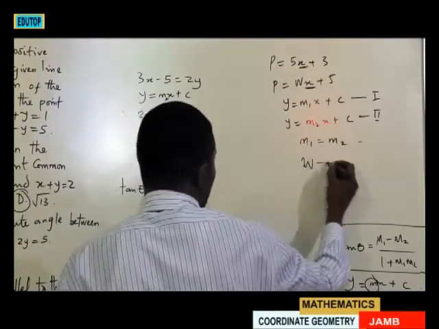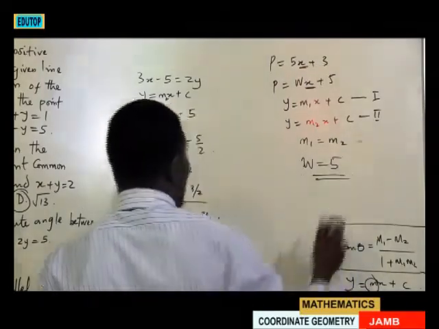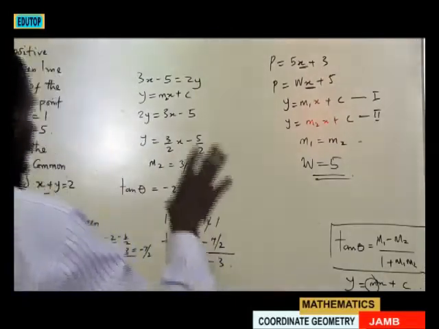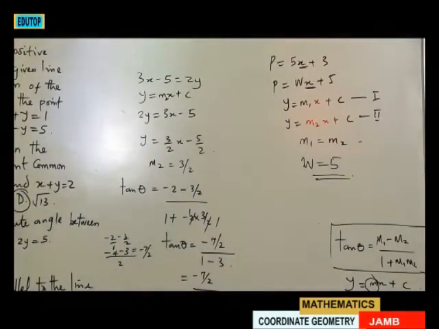That means our w is equal to 5. So we don't need to do any calculation here. It's just to apply the principle and our answer will appear naturally. So in that regard, our answer to question 15 is option D.